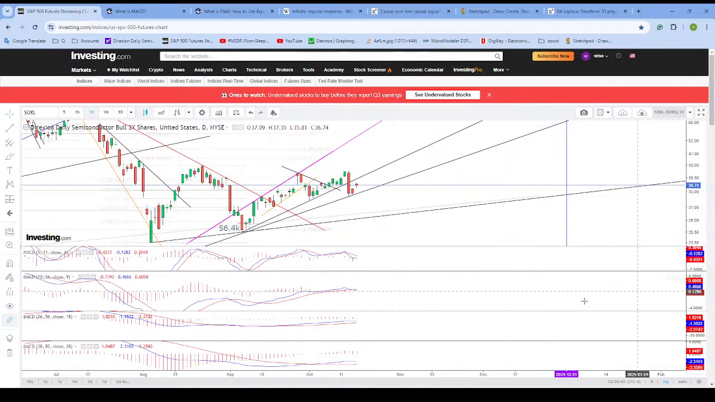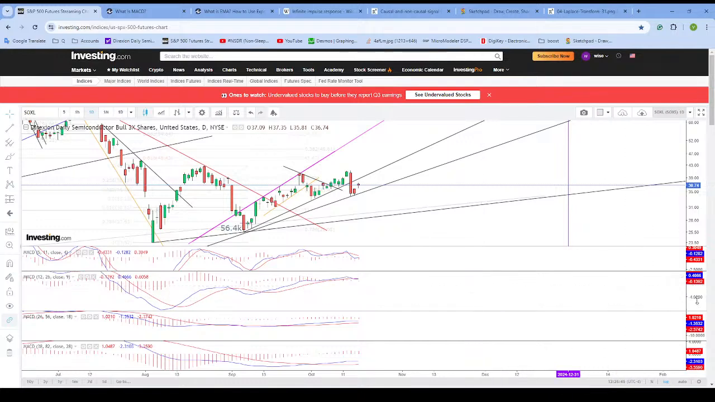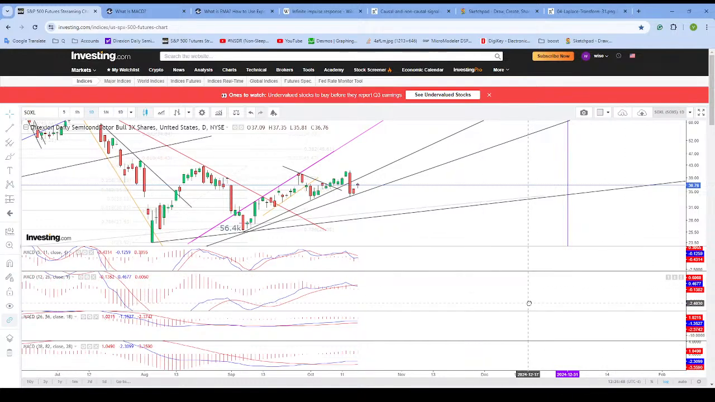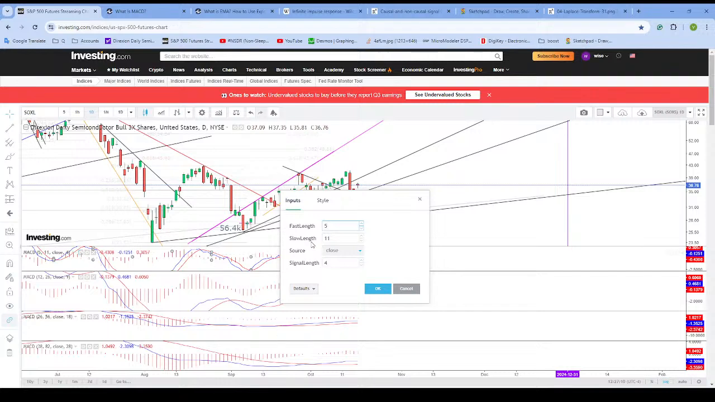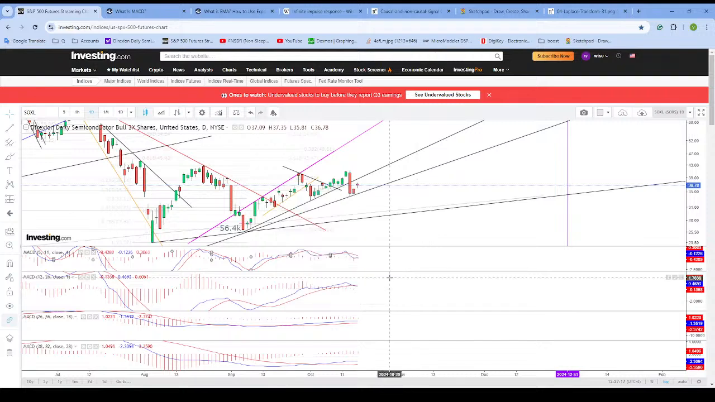So one of the traditional methods to basically understand when the market is bull or bear is this MACD. Basically, you use this tool that is available in investing.com right there. Indicators, you go, you select MACD, then you can choose that, and it has some tuning parameters like a fast lane, slow lane, source, signal length, etc.